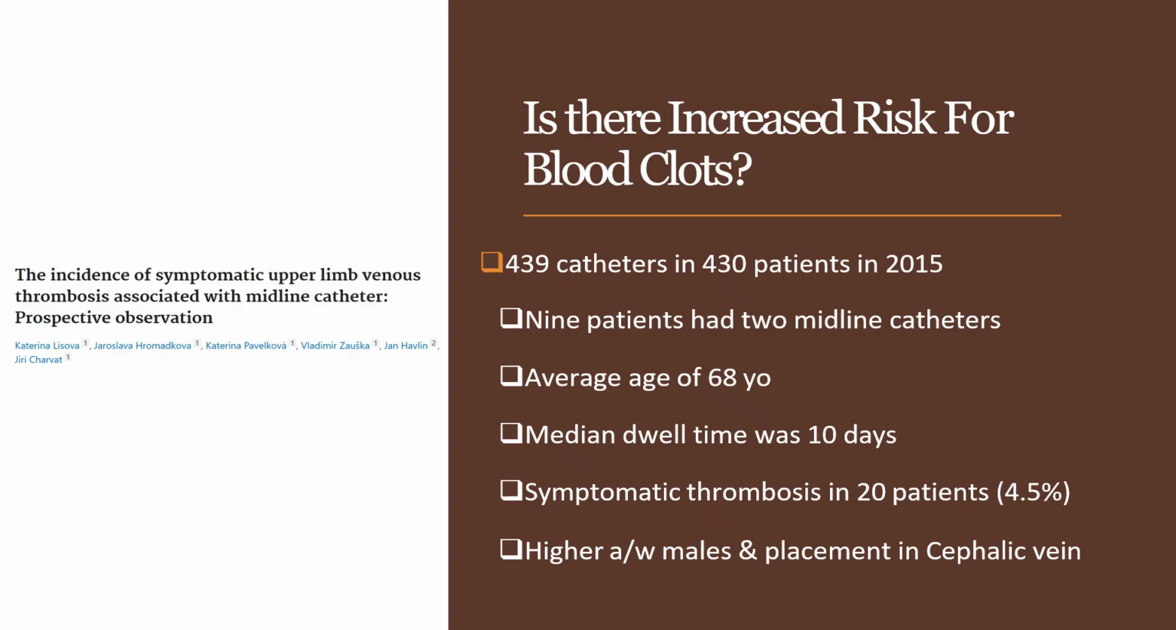Where did they see more clots? It was mostly in males and with placement in the cephalic vein. So just remember, whenever I point out the cephalic vein, it's very small in diameter, so that catheter may obstruct a lot of flow going back towards the central circulation. And it's one reason why I think they were seeing increased blood clots in this study.